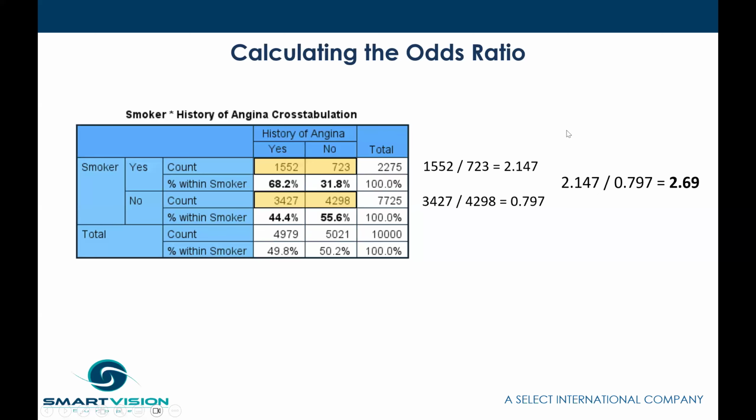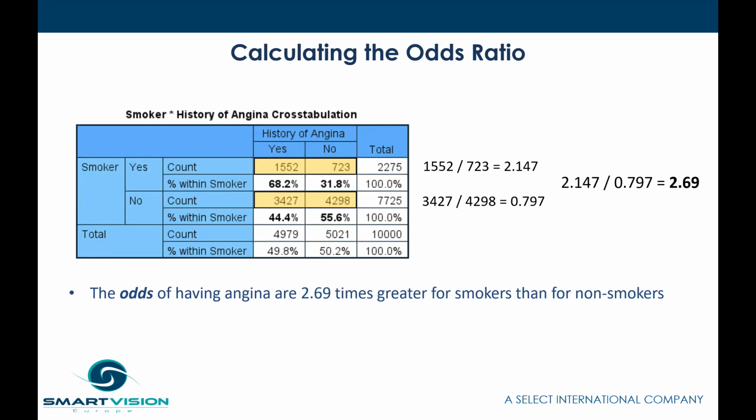And if I look at the ratio of these two ratios, which is the odds ratio, that gives me a value of 2.69. What does that mean? It means the odds of having angina are 2.69 times greater for smokers than for non-smokers. That's literally what it means. The odds of it. That's the key, it is not the probability, the odds. This is a measure of association. It is not a causal statement.